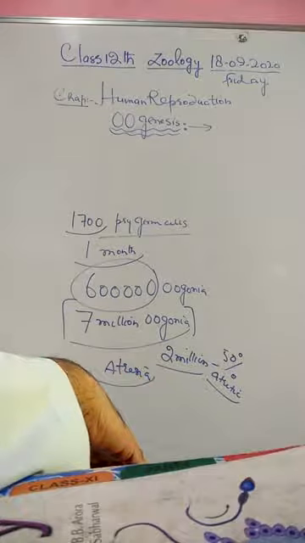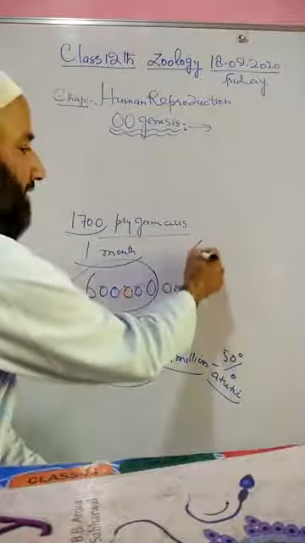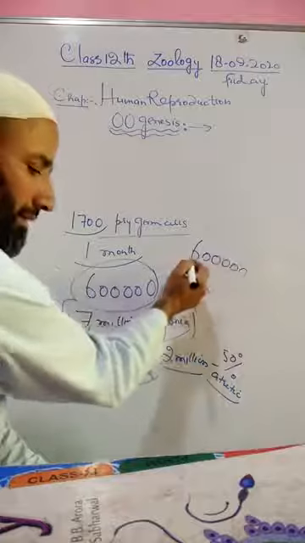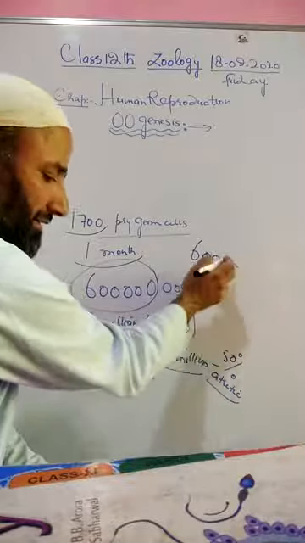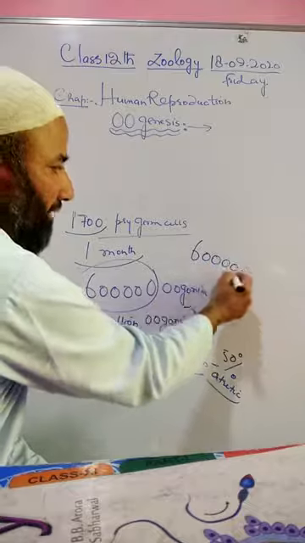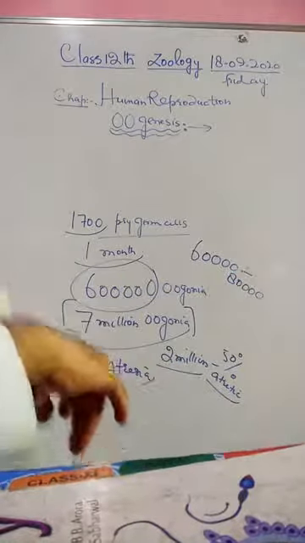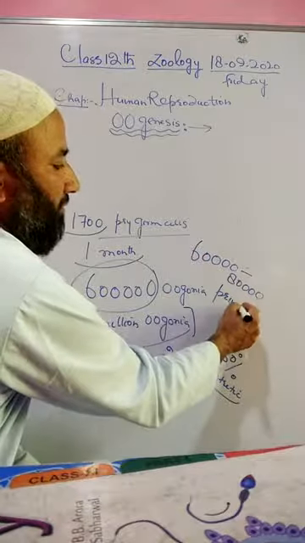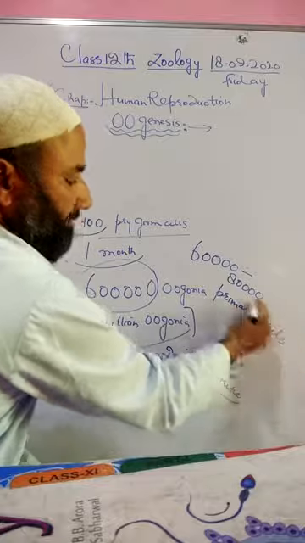Atresia continues, and at the time of puberty, each ovary contains only about 60,000 to 80,000 primary follicles. So far the data is concerned.